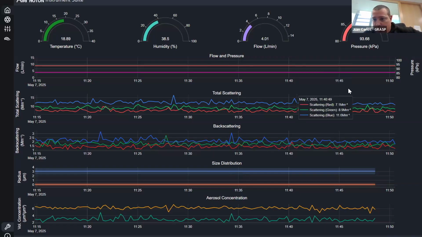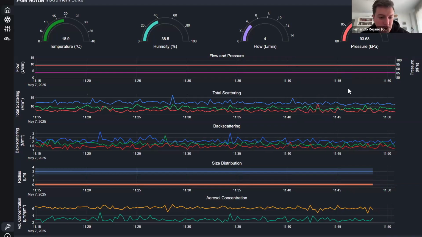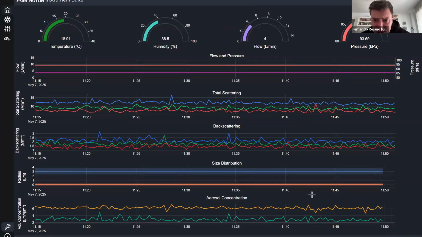Fernando, are you connected? Yes, hi, Juan Carlos and everyone. So just to give some details about this aerosol retrieval that we are doing using GRASP, in this new application that Juan Carlos is explaining. Now we introduce GRASP in this application, so we are able to retrieve GRASP products in near real time.